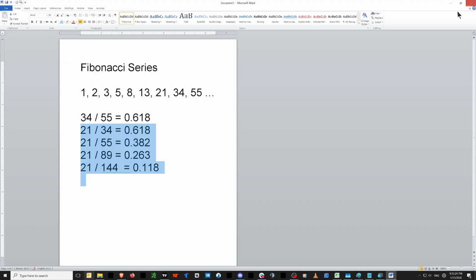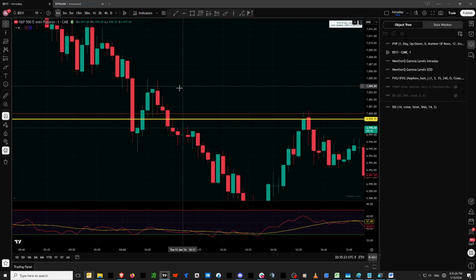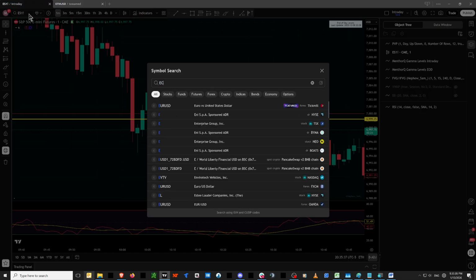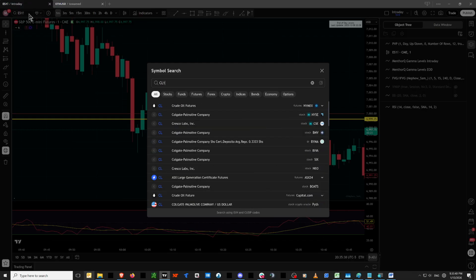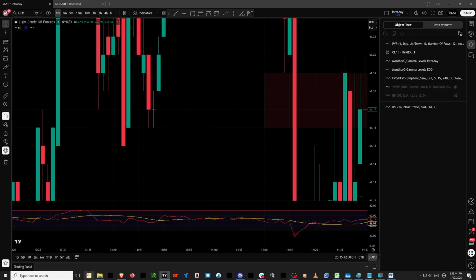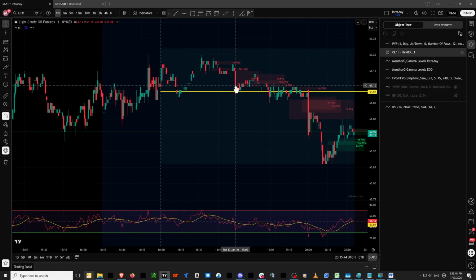Let's take a very, very quick look and do a what-do-you-see-in-this-chart. I have not looked at this chart at all. I do not know what this chart says. I'm going to go to crude oil, CL1. Bang. I have not seen this chart.